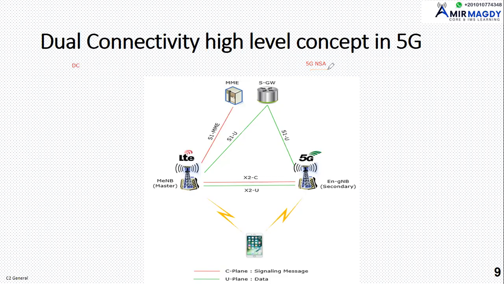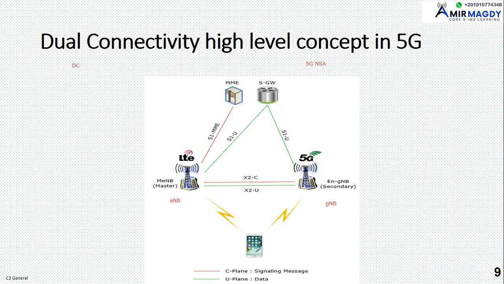Dual connectivity is the ability of the mobile to connect to 5G RAN and 4G RAN at the same time. The 5G RAN is represented by what we said, the G node B, and the 4G RAN is represented by the E node B. So, will the user be connected to two radios at once? The answer here is yes, both 5G and 4G.